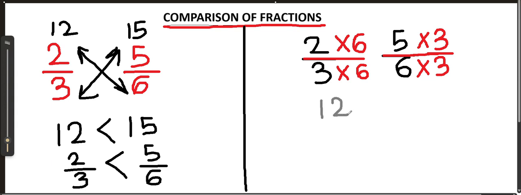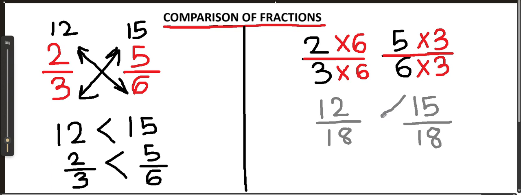Now, what do we have as the answer? 6 times 2 is equal to 12. 6 times 3 is equal to 18. On the other side, we have 5 times 3 is equal to 15, and 6 times 3 is equal to 18. Now, when the denominators are the same and the numerators are different, like there are 18 equal parts in a candy bar, we are using 12 parts out of it. The next one, there are 18 equal parts in a candy bar, we are using 15 parts out of it. So you can easily figure out which is the greater fraction.